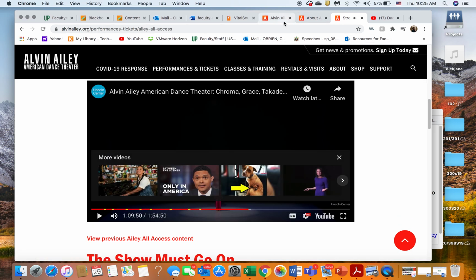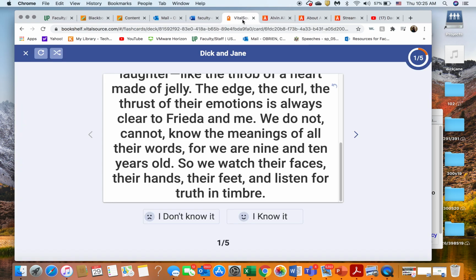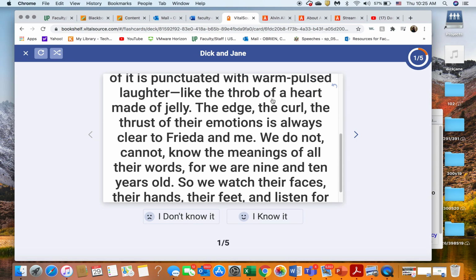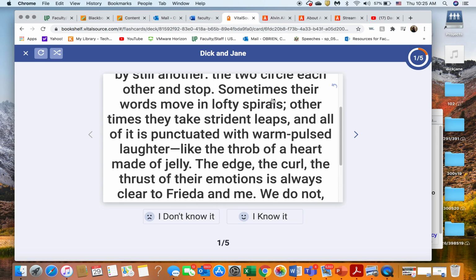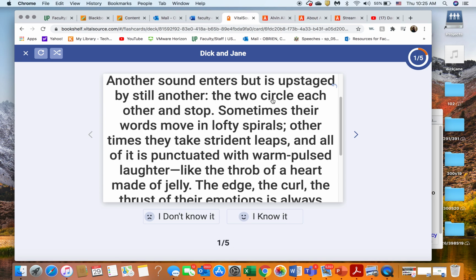And that was from the Alvin Ailey Dance Company website, as you can see right here. I want to sign up for Alvin Ailey All Access because it's Alvin Ailey. It's amazing. So when you think about the description here of this passage, the edge, the curl, the thrust of emotion, the warm pulsed laughter, the mysterious dance, and the fact that because the sounds of words in that dance are not comprehensible to speakers of English, Frida and Claudia also don't understand what's being said, but they get the emotional sense of it.